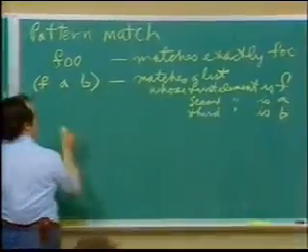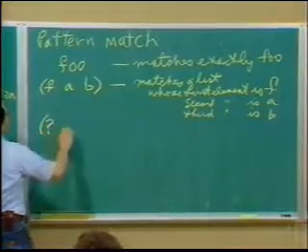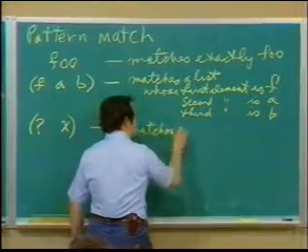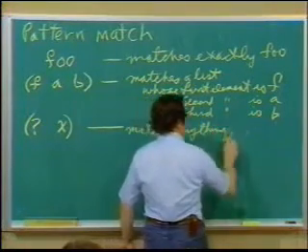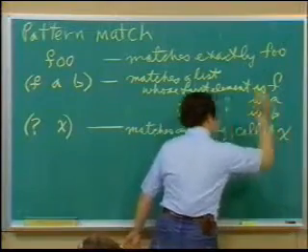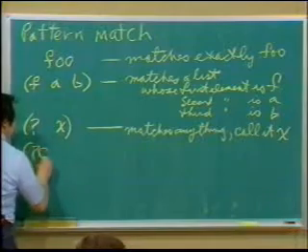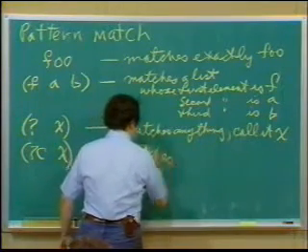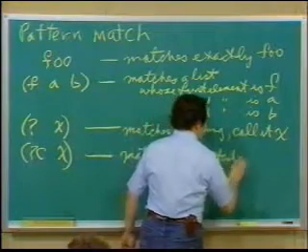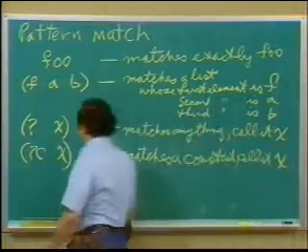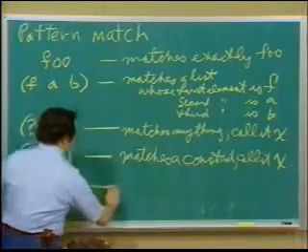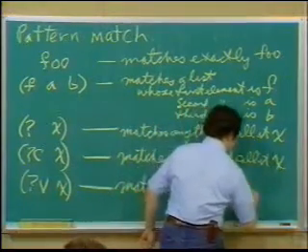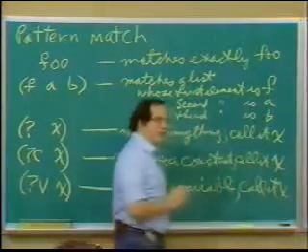Also, another thing we might have in a pattern is a question mark with some variable like x. And what that means is it matches anything, which we will call x. Question mark cx will match only constants. So this is something which matches a constant. Call it x. And question mark vx will match a variable, which we call x. This is sort of the language we're making up now.